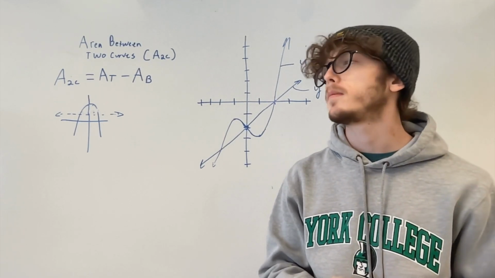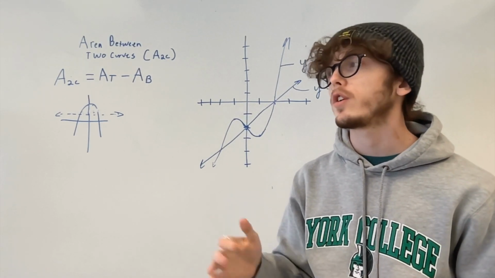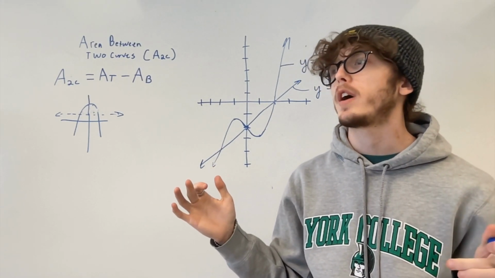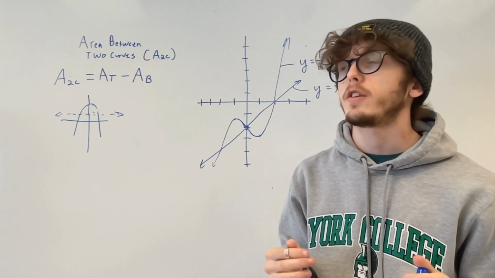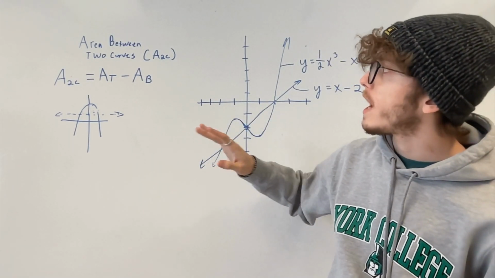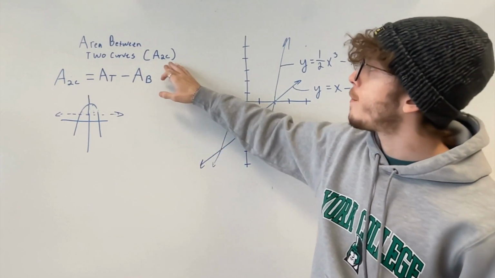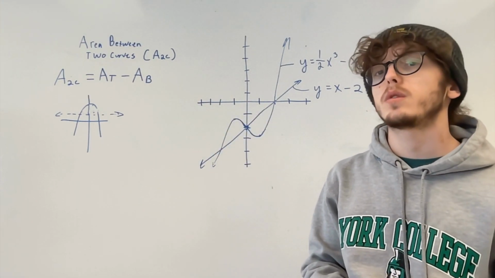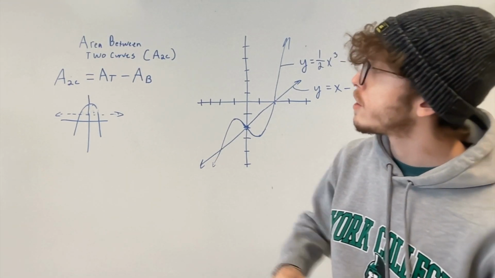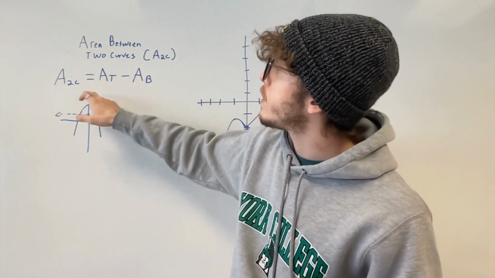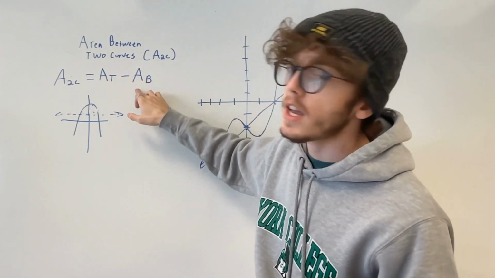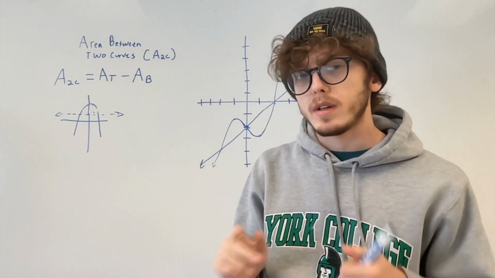How do we find the area of a curve in general by using a definite integral from some value a to some value b? So here I have the formula for the area between two curves. We will define that as A sub 2c, area between two curves. Makes sense, right? The area between two curves is equal to the area of the top minus the area of the bottom.